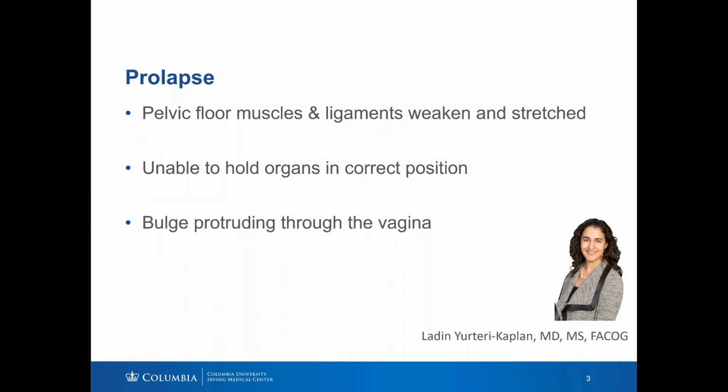Prolapse occurs because a woman's pelvic floor muscles and ligaments are weakened, causing the walls to stretch. The most common symptoms are a bulge protruding through the vagina, pelvic pressure, and irritation of the bulging skin. The bulge may also make it difficult to empty urine or stool.